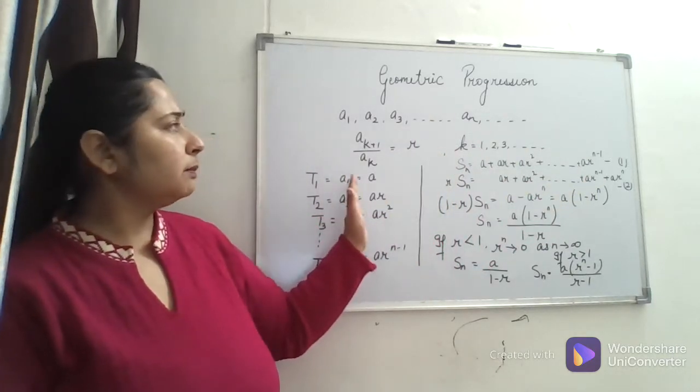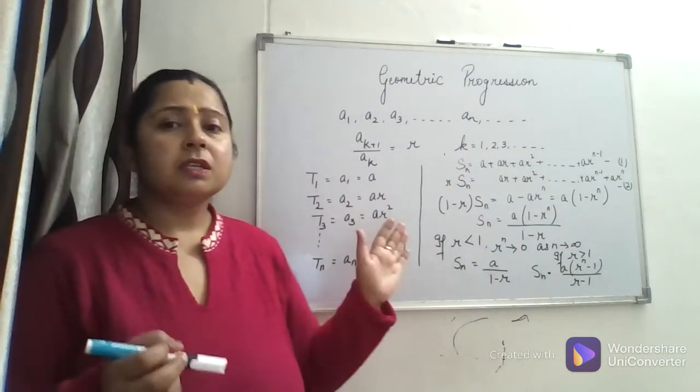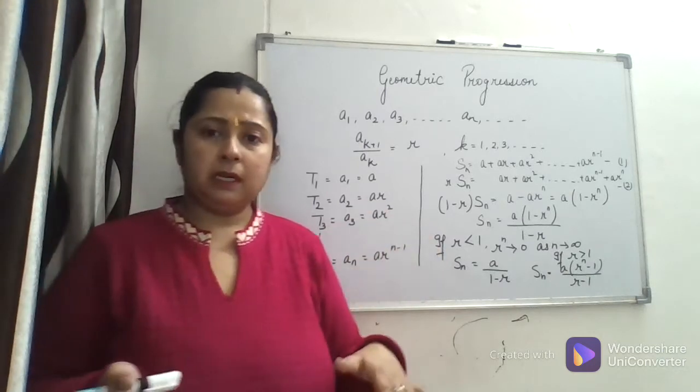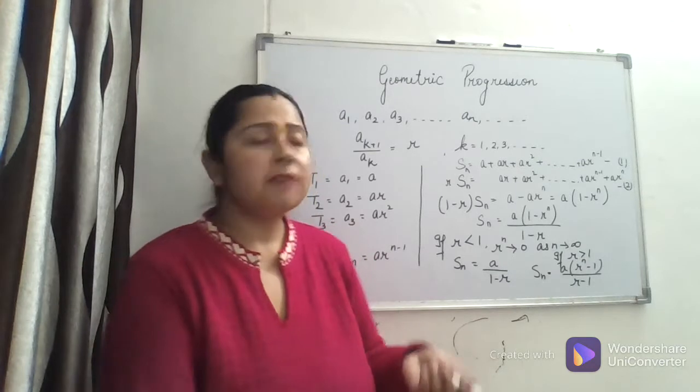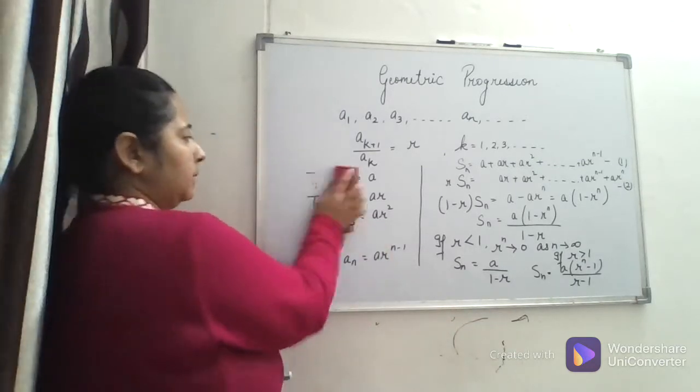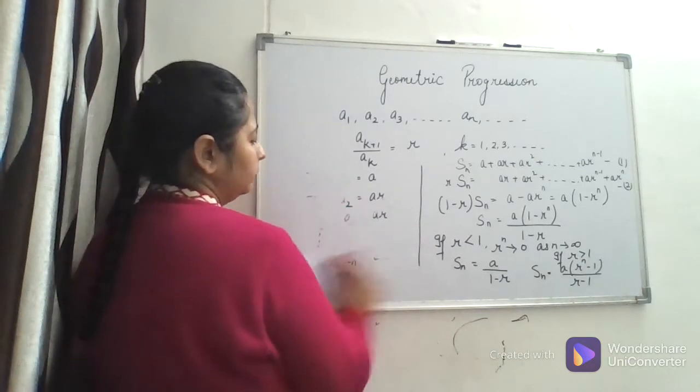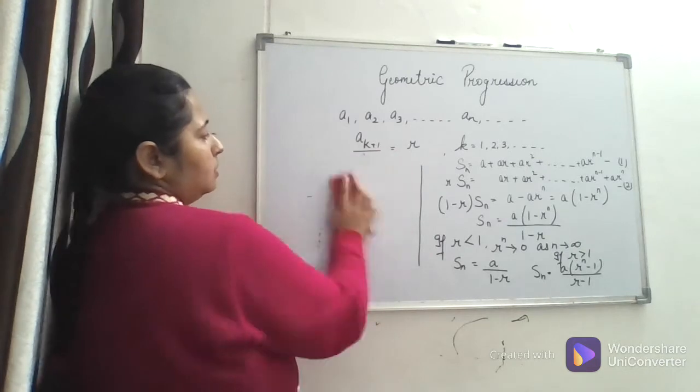Now we will be discussing geometric mean. The word mean means the middle value. If any three numbers are in GP, let's discuss GP then.